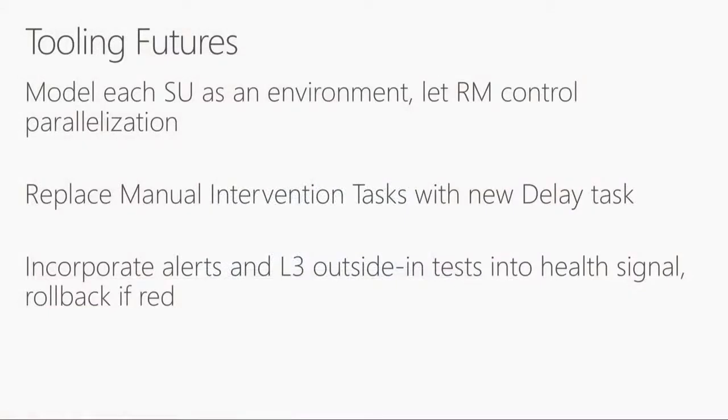Okay, those are good questions. Thank you. I think we talked about this and this, and I've talked about most of these things. I'll reiterate. We're going to model each scale unit as an environment and then let RM control the parallelization. We get a bunch of wins out of that for our tooling. And then we have this new delay task we're going to be replacing our manual intervention tasks with. The manual intervention task is confusing for people who aren't used to seeing it. They come in and say, wait a minute, what's that? Also, if you set the delay to 0 in the manual intervention task, it means wait forever, which is really confusing. We're incorporating outside-in and L3 test signals into our decision to roll back. Any time during that wait period between binaries and servicing, we'll be able to roll back.